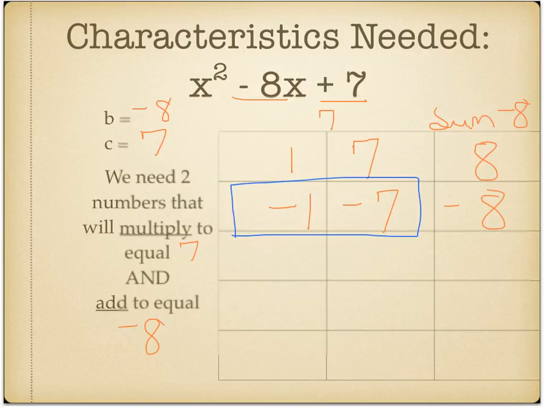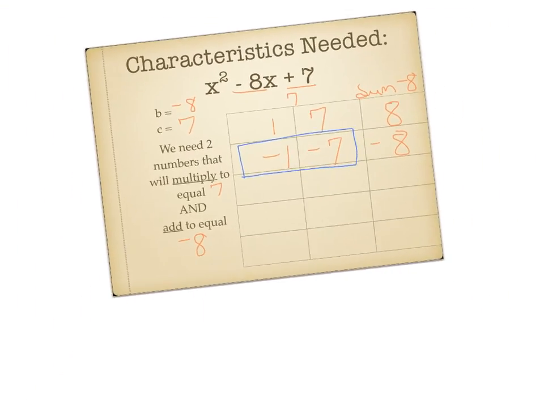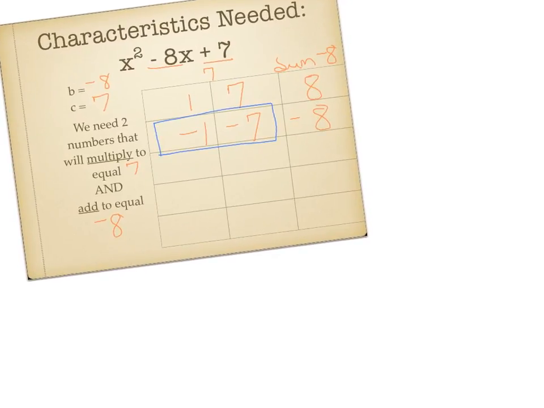So that means when we want to write this, we're going to use negative 1 and negative 7 as our inner and last terms. So, writing it up, it's going to look like this. x minus 1, x minus 7. Now, if I were to test that to see how it looks, x minus 1, x minus 7, let's see if it multiplies back out.